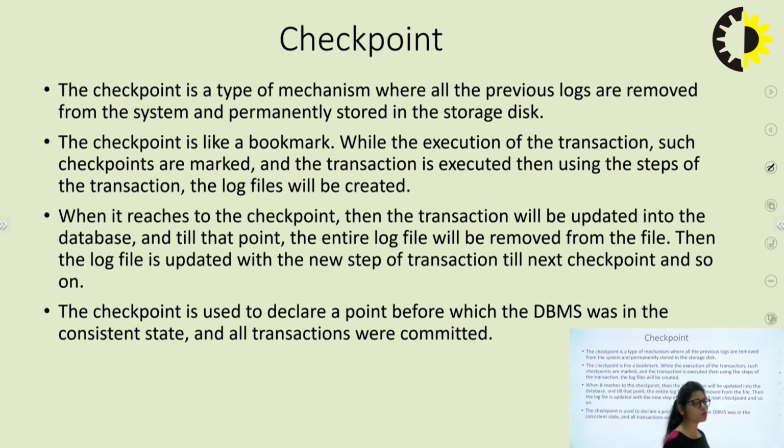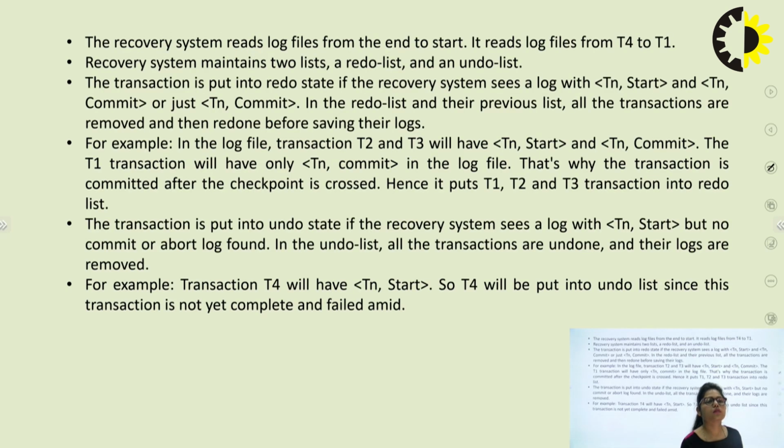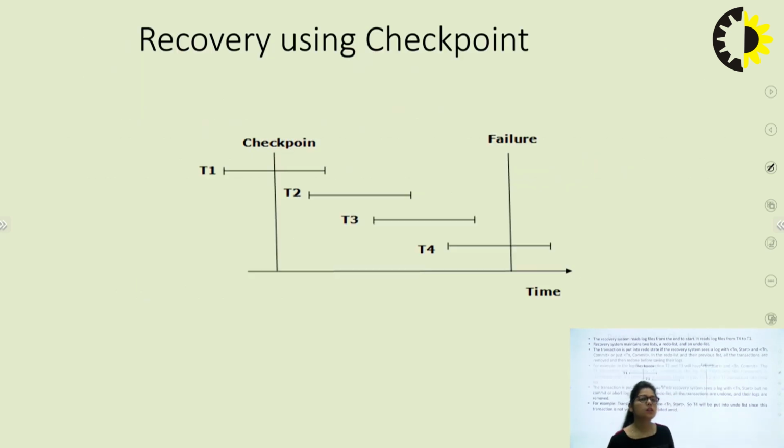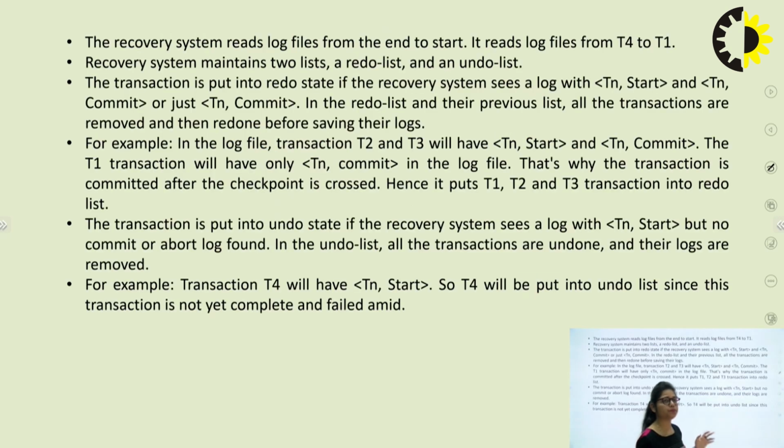The checkpoint is used to declare a point before which the DBMS was in a consistent state and all the transactions were committed. Next, recovery from checkpoints. Suppose we have a checkpoint and we have failures. I will explain this in this particular scenario. The recovery system reads the log file from end to start. It reads the file from T4 to T1. This is the example, and the recovery starts by reading the file from T4 to T1.